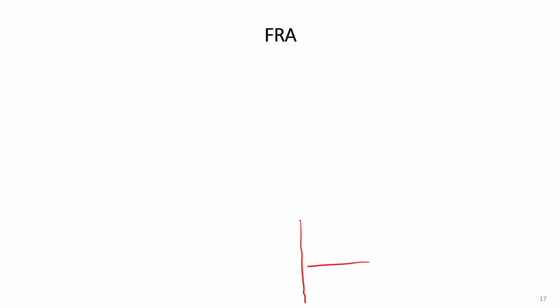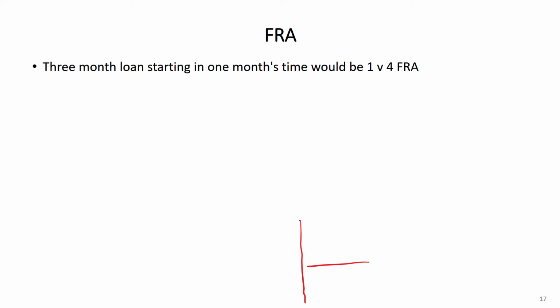What is FRA? When we did forward, there was a bid rate and an offer rate. Here it's not like that. Here this is how it will be quoted. Let's say there's a 3-month loan which is starting in 1 month's time. How will it be quoted? As 1V4. That V will be there, only the 1 and 4 numbers will keep changing.